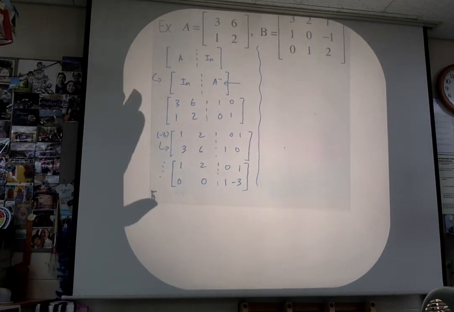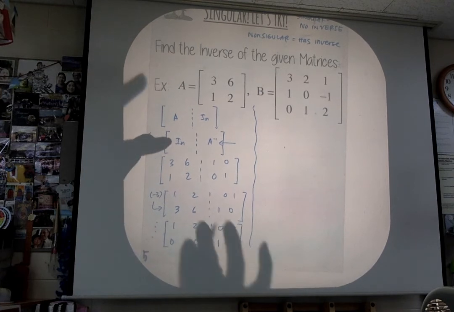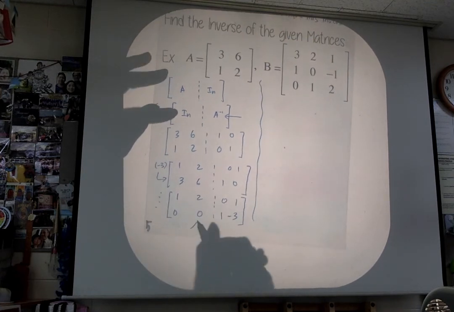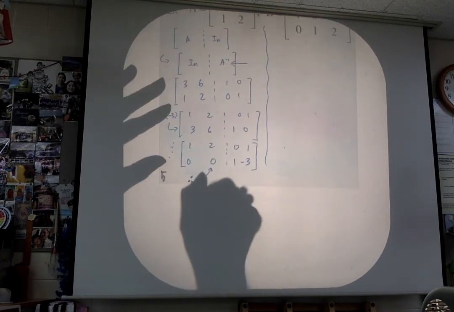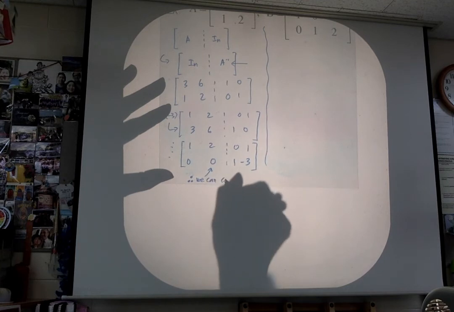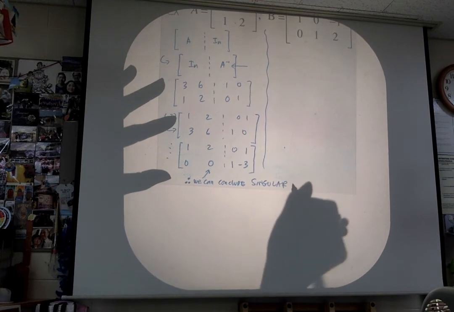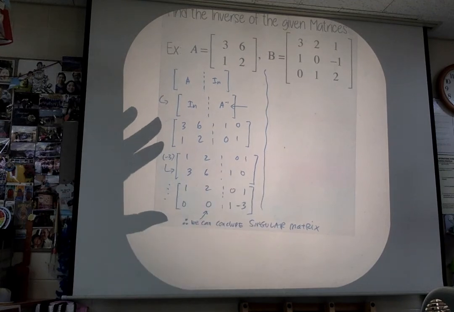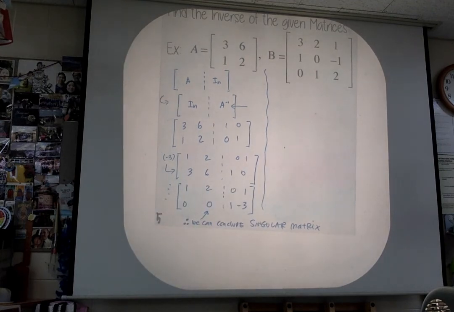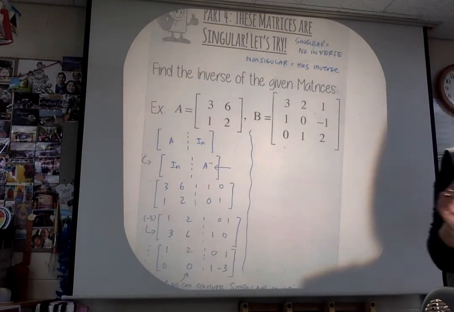Okay. Now, wait a minute. So you remember where our goal is. We're trying to get this to be the identity. But wait, this is already a 0 here. We can't possibly make that a 1, right? So we can conclude, therefore, this is a singular matrix. If there's no way that we can make this left side become an identity matrix, it's a singular matrix. That means this guy does not have an inverse, okay?